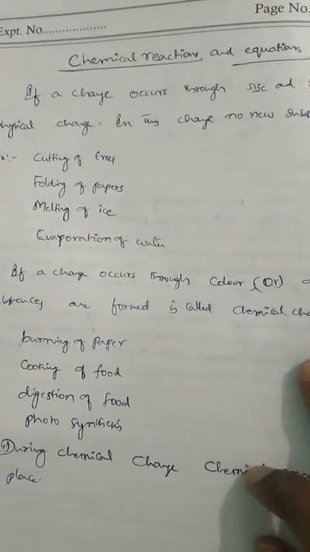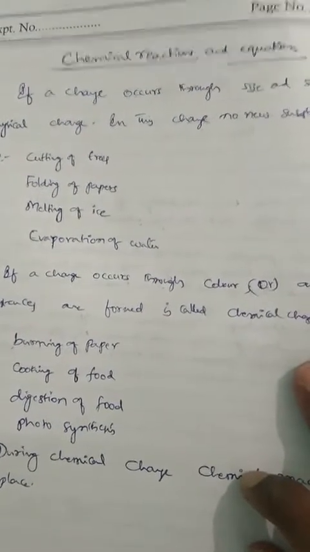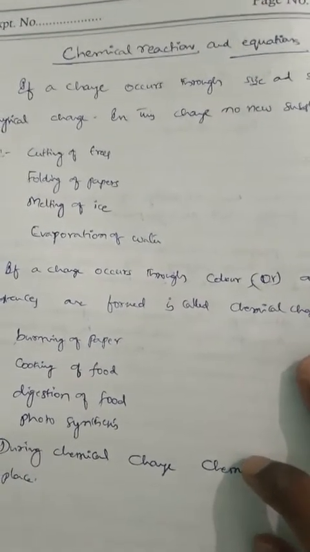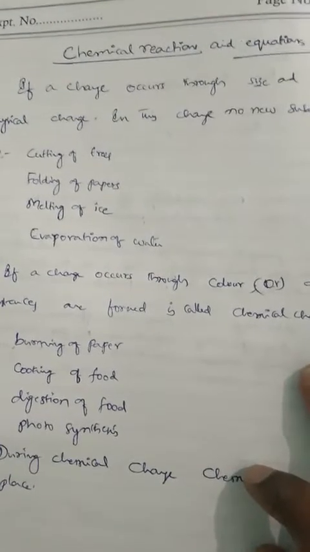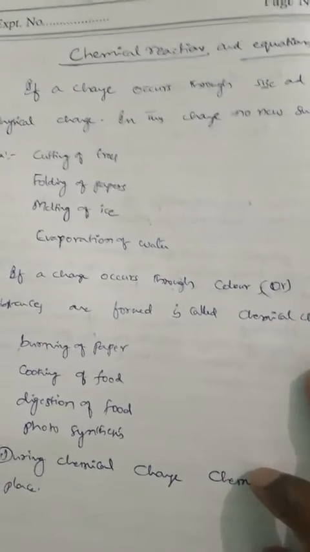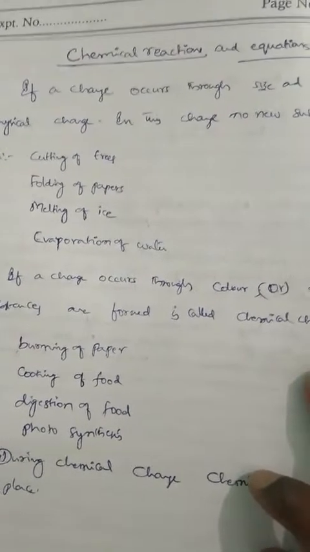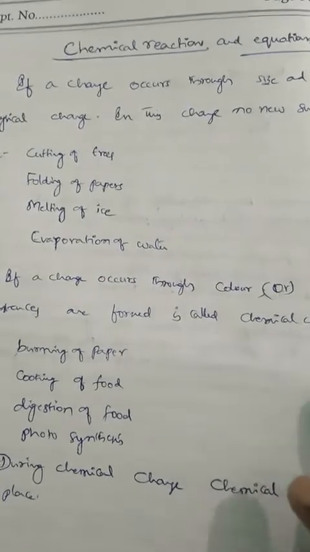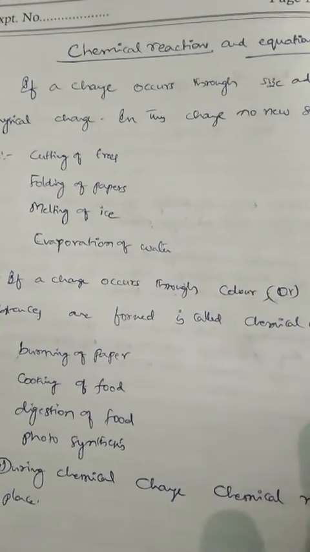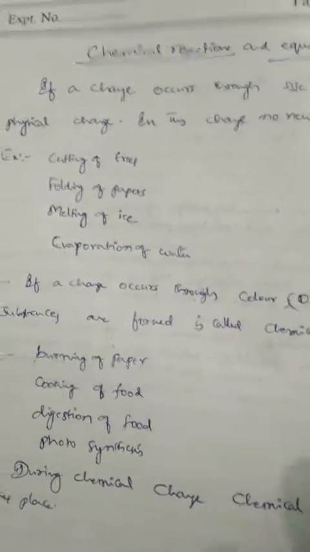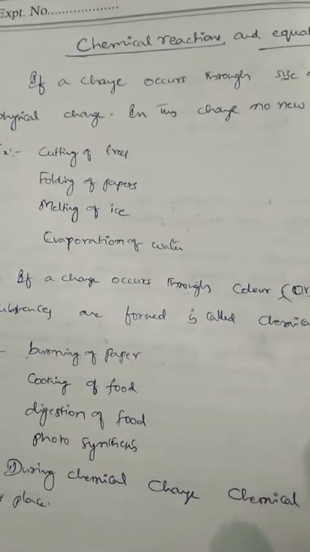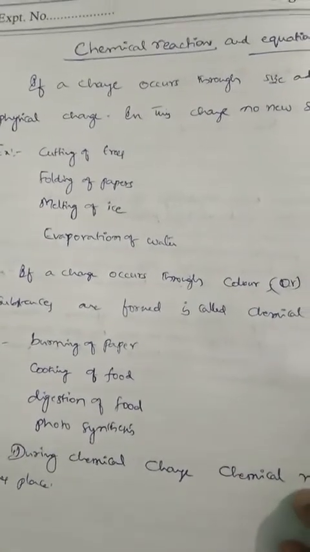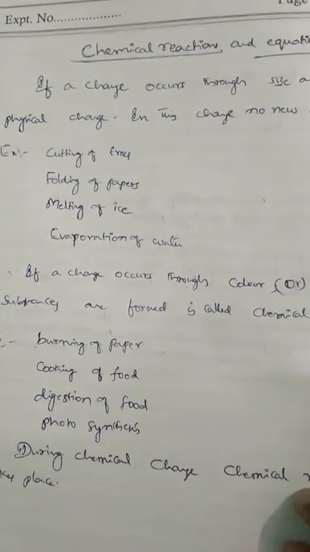For example, cutting of trees. If you cut the trees, the size or shape of the tree changes. Folding of papers. If you fold the paper, the size or its shape changes. Melting of ice. That means when ice melts, water is formed. During the change, the state changes, but there is no change in chemical formula. Only the physical state is changed. That's why it is considered a physical change. Similarly, evaporation of water. These are examples of physical change.